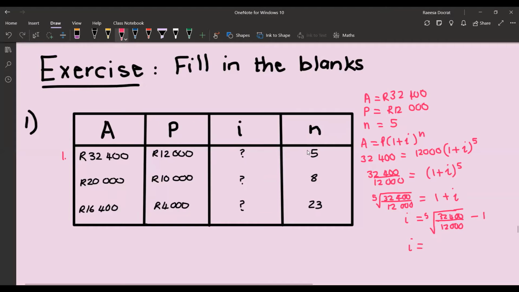Okay, so typing that into the calculator, we write that it is the fifth root of 32,400 over 12,000, and we write it as is in the calculator, so you don't have to manipulate further. And then we get that I is 0.219755. To convert this to a percentage, you multiply it by 100, and then our percentage is 21.98%. So the first one is 21.98%.